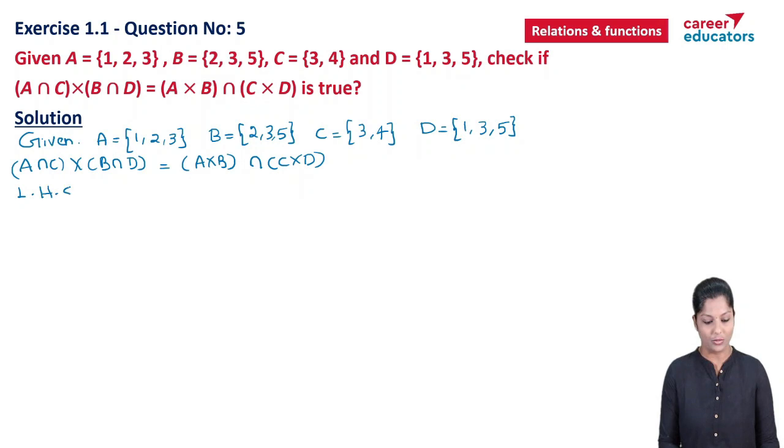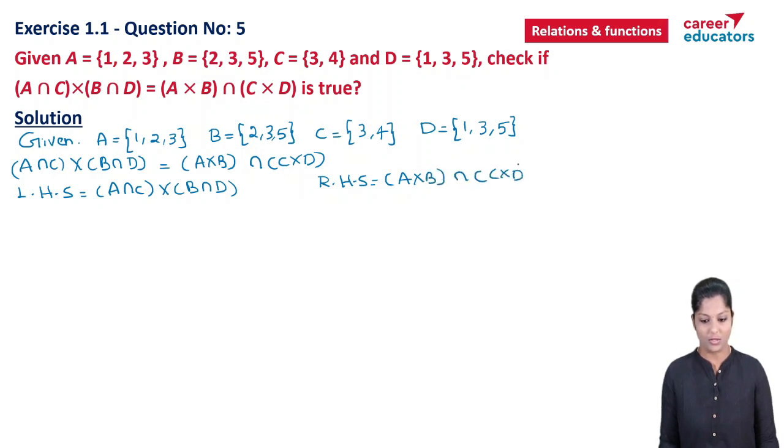LHS equal to A intersection C cross B intersection D, and RHS equal to A cross B intersection C cross D. We'll start with LHS. To find LHS, we have to find A intersection C and B intersection D. Then we have to do the Cartesian product of A intersection C and B intersection D.